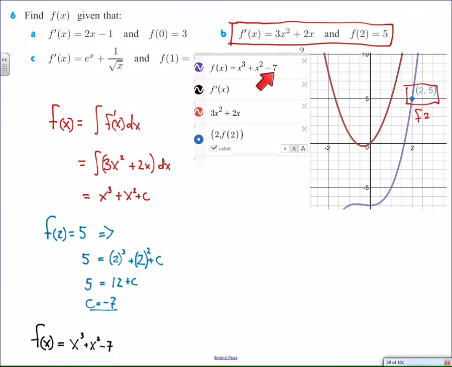I put that into the graphing calculator and observe that my function does in fact go through the point (2, 5). I can use this notation here to do that. I make a coordinate of a point, 2 comma f of 2, and then I'll show that (2, 5) is on my graph. And furthermore, I take the derivative of f of x, and my statement that 3x squared plus 2x, I want to make sure that the derivative of my answer matches the given derivative, and that's shown here.